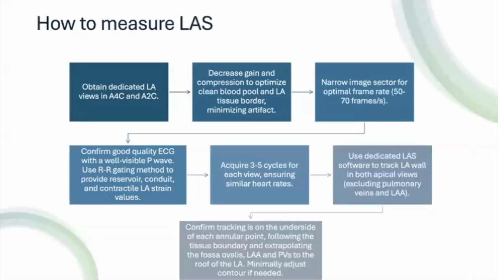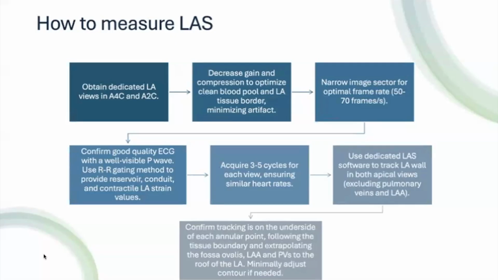So on to how to actually measure left atrial strain. For the echocardiographers or anyone who's had to do strain before, this won't be that unfamiliar, and is relatively similar to how you might do it for the LV. You obtain your dedicated LA views, typically in the apical 4 and the apical 2s. You optimize your image of the LA, trying to enhance the border as well as possible while minimizing artifact with a narrow image sector and optimal frame rate.